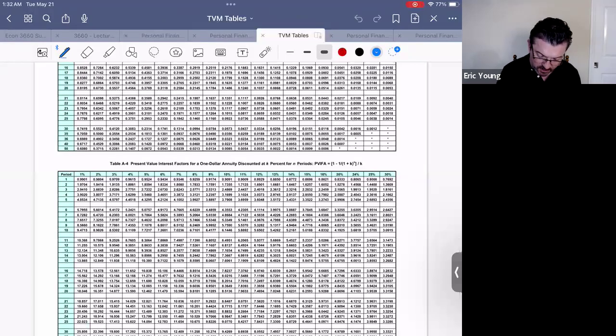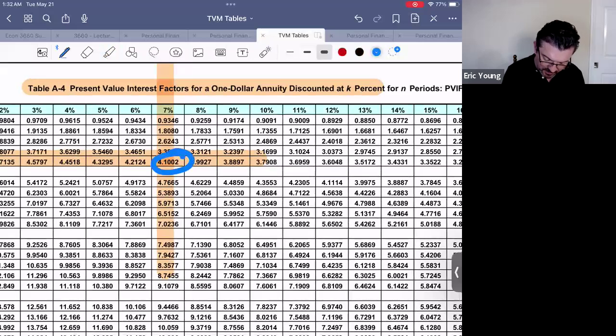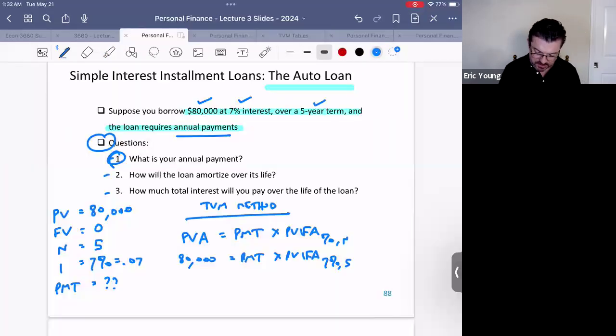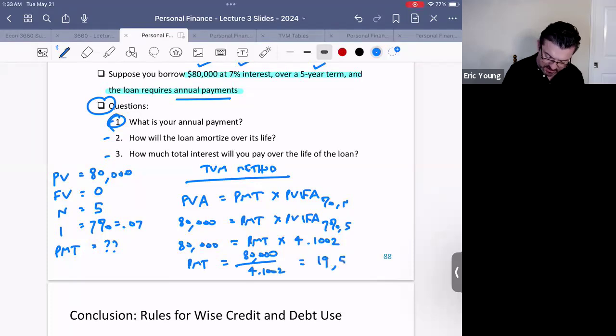So we're going to go to table A4. Present value interest factor for annuity at 7% and 5. And our magic number here, 4.1002. So 80,000 is going to be equal to the PMT times 4.1002. And therefore, the PMT is simply 80,000 divided by that, which is going to be equal to $19,511.24. So that's our second way of solving it.